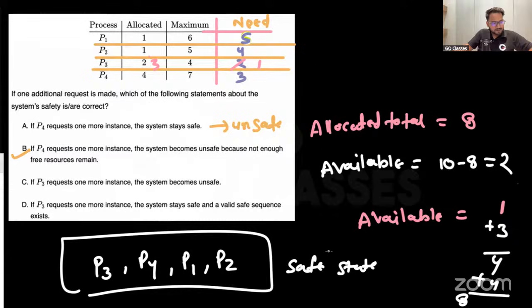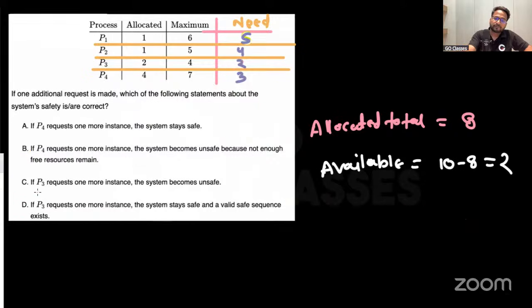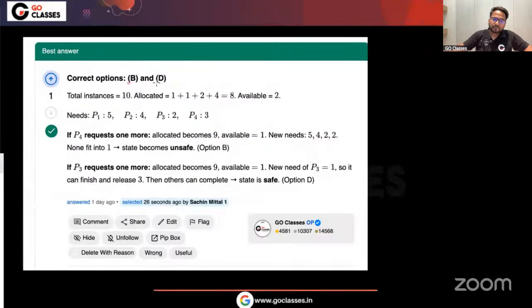This is the safe state. So you can say that with P3, the system is in the safe state. There are multiple safe sequences. This is a safe sequence, basically. So you can say B and D are the correct answers.